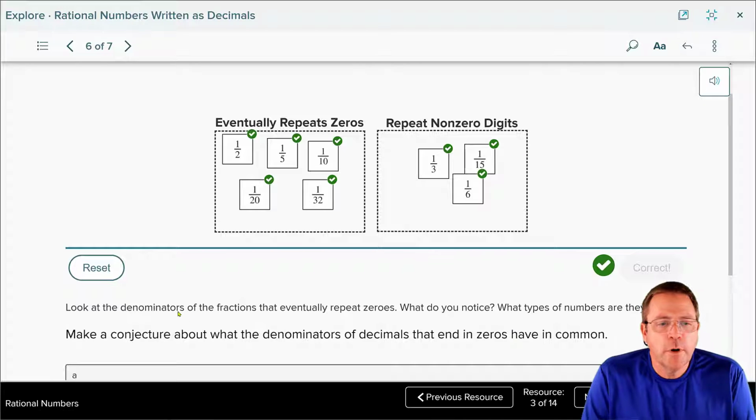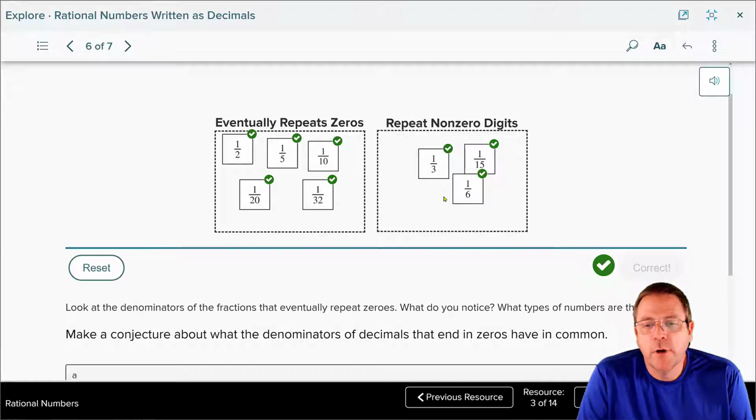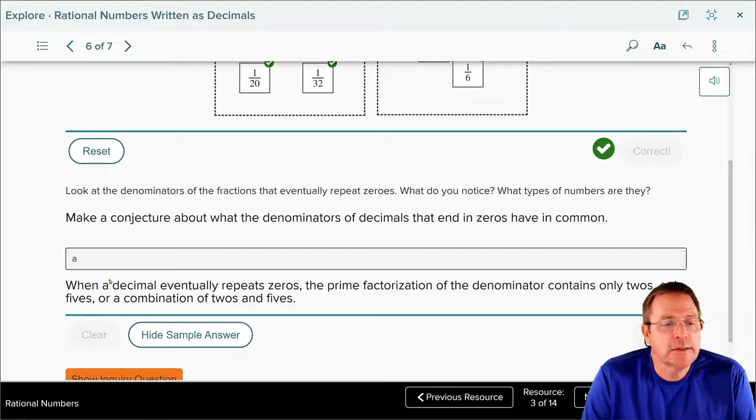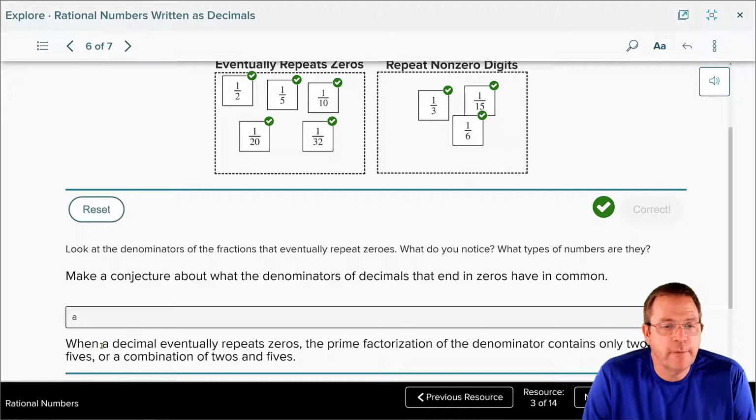Now the textbook wanted you to look at the denominators in each of these fractions and come up with a pattern, see what they all have in common, and that's pretty hard to just see and figure out. But what they wanted you to realize is that when you divide, all the decimal numbers that ended in 0, if you prime factor the denominators, they're only going to contain 2s and 5s. That's it.